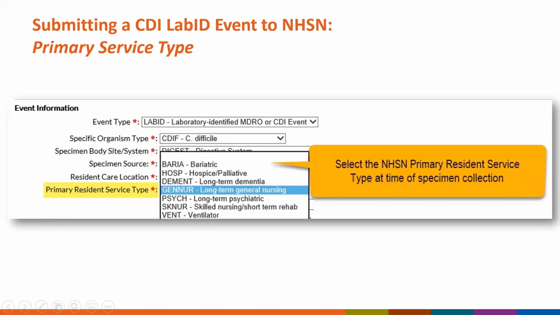Next, the user is required to select from the drop-down menu the single primary service that best represents the type of care the resident received on the date the specimen was collected. There's a list of available service types that are auto-populated with NHSN service types, and this is not done by the facility. The drop-down options for resident care location and primary service type will be the same regardless of the event being entered into NHSN.